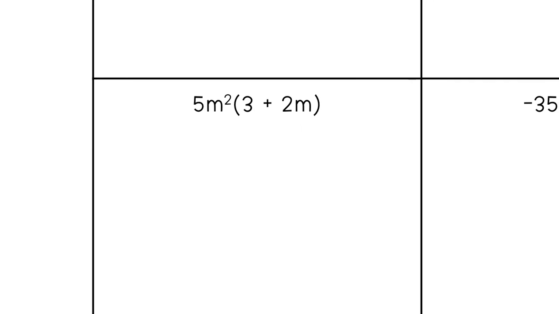Okay, one more kind of similar to that. See that 5m squared on the outside? We want to multiply it in. So start with the numbers. 5 times 3 is 15, and then I still have m squared. And then now to the next one. 5 times 2 is positive 10, but now I have m squared times m, so that makes it turn into an m to the third power.